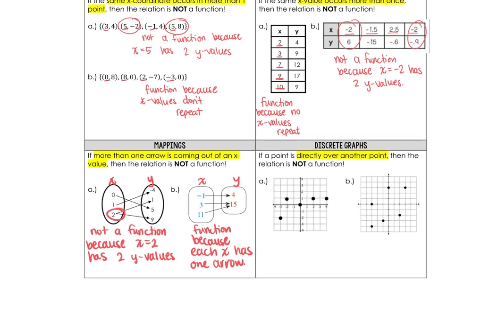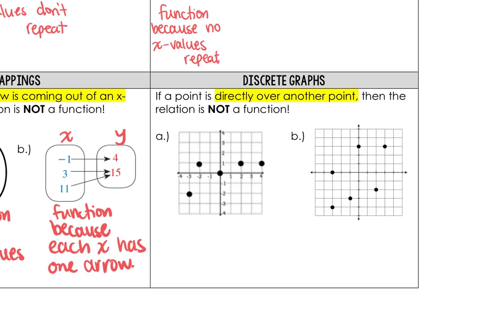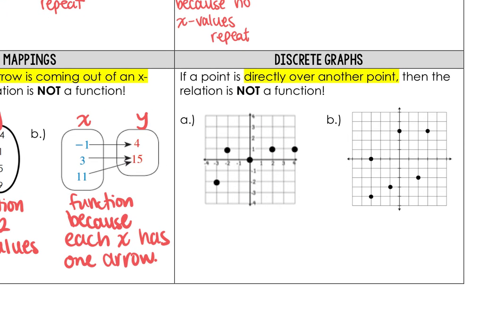All right, this fourth representation we're going to look at is when we're given these discrete graphs. So these graphs that kind of look more like scatter plots because there's just individual points plotted. And what we're looking for here is that if a point is directly over another point, then the relation is not a function. So if we look at A, there's no points directly on top of each other here, or here, or here, here, here. There's some side by side, but we don't care about that. We care about, are there any points stacked on top of each other or directly over another? And there is not in A.